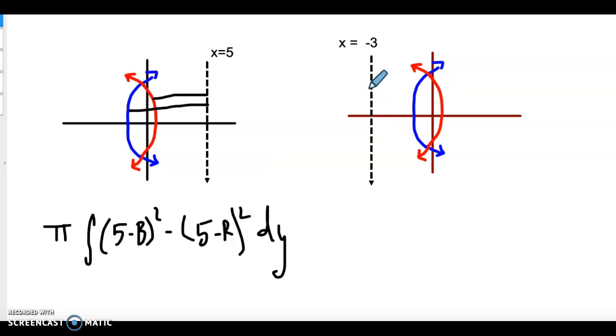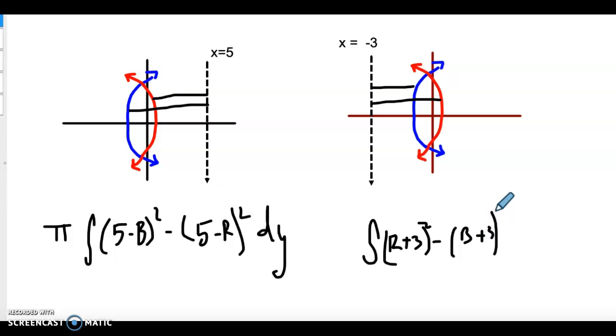And then the last one, this is case 4. So now the axis of rotation is going to be left of our shape. So now what is this distance to the red curve? Red minus -3, or red plus 3. Very good. And what's the distance to the blue curve? Blue plus 3. Good. And which one's bigger? Red. So it would be the integral of red plus 3, because minus a -3 is plus 3, squared, minus blue plus 3, squared, dy. Throw the pi out.